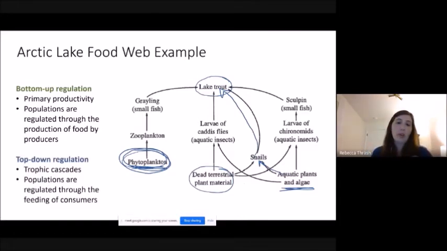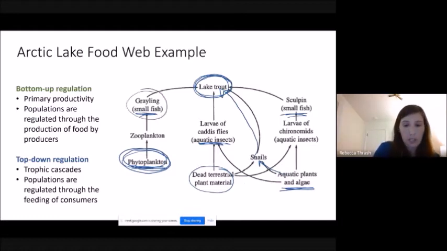But there are also some effects of the top consumers on the populations of others in their ecosystem. We call this top-down regulation or trophic cascades. So say these lake trout all of a sudden were taken out of this ecosystem. Well, what they had been doing is eating some aquatic insects here. They'd been eating some of these small fish. But if they're not there in the ecosystem anymore, well, then they aren't preying on these and their populations are going to increase. Well, if their populations increase, they're going to be eating more zooplankton, and that's going to decrease the population at that level.